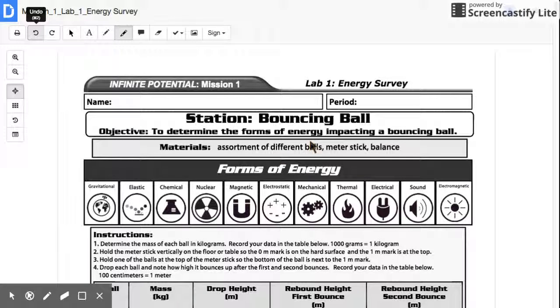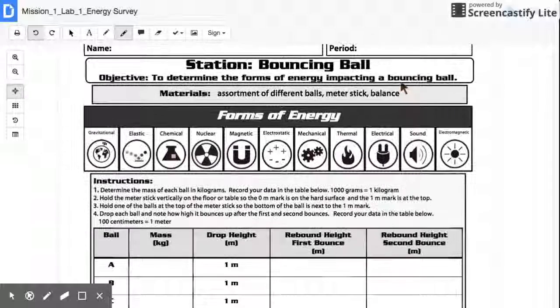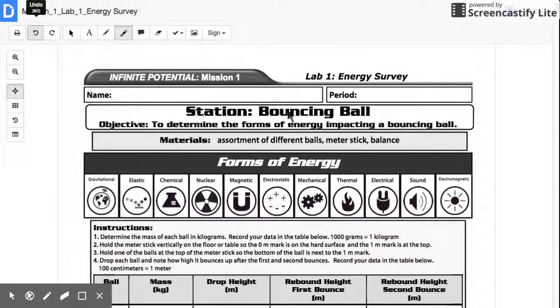All right, so this is a screencast of the pre-lab for Lab 1 Energy Survey. Now, first thing you're going to do, this is a station lab, and you're going to have a variety of different stations that you're going to go to.